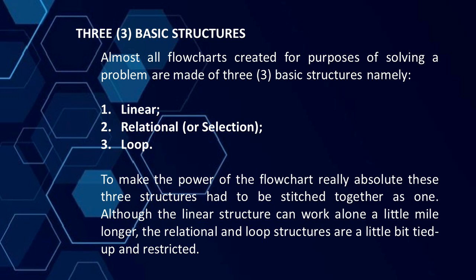three basic structures. First is the linear, second relational or selection, then third is the loop. So, para ang imong flowchart kay powerful, kaning tulo ka structures should work together. While ang linear structures can work on its own for simple tasks, relational ug ang loop structures are more powerful kapag nag-combined as they allow decisions and repetition.